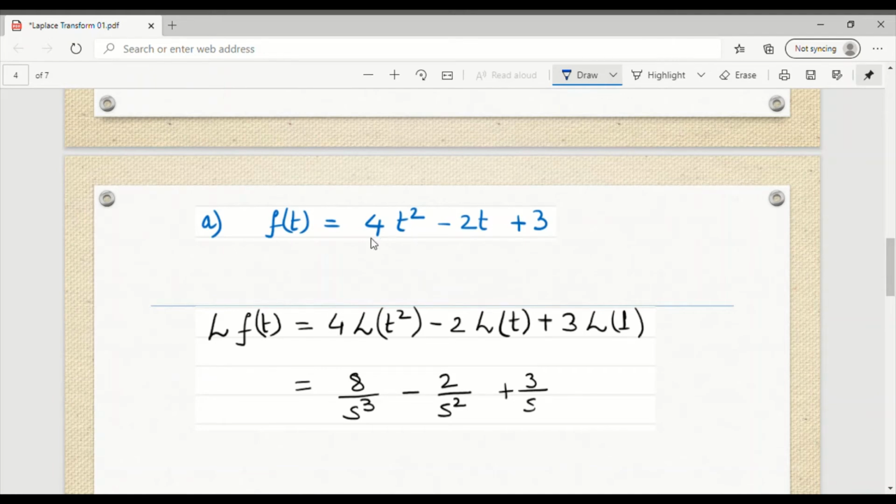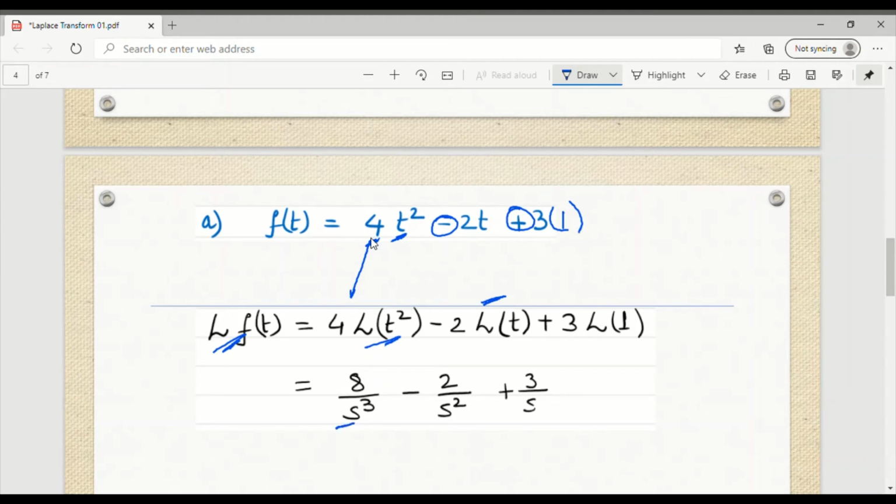So here is how you are going to write it. This is your Laplace of function t. Always take out the constant because it will make your calculation easier. So just write down 4 here. You are going to write Laplace of t square, because t square is just one function of t. So 4 Laplace of t square minus 2 Laplace of t plus 3 Laplace of 1, because 3 is nothing but 3 into 1. Three terms are there along with your plus and minus, so 3 Laplace transformations you have to perform.